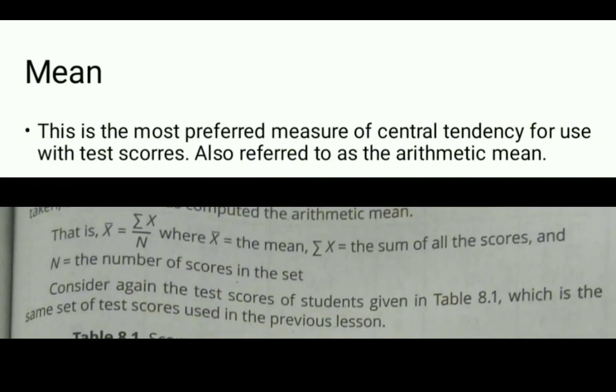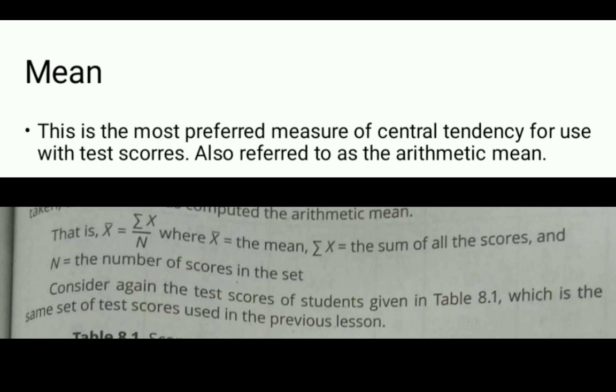Mean. This is the most preferred measure of central tendency for use with test scores, also referred to as the arithmetic mean. That is, x̄ = ΣX / n, where x̄ equals the mean, ΣX is equal to the sum of the scores, and n equals the number of scores in the set.